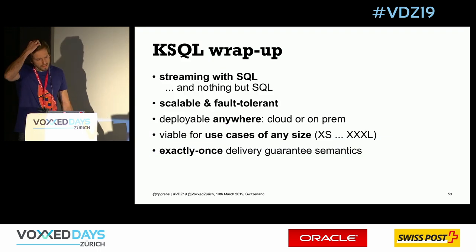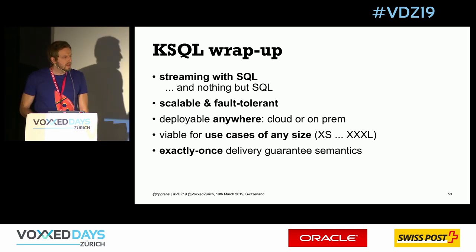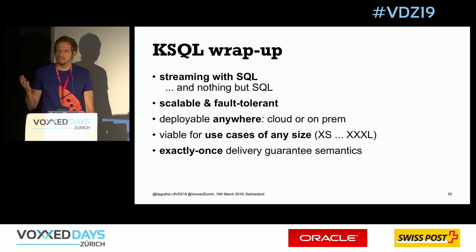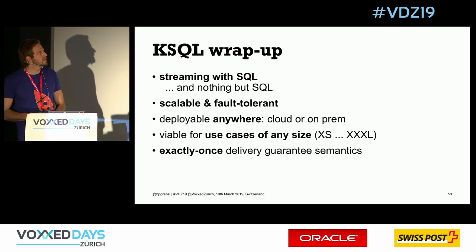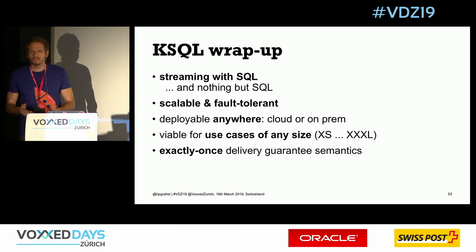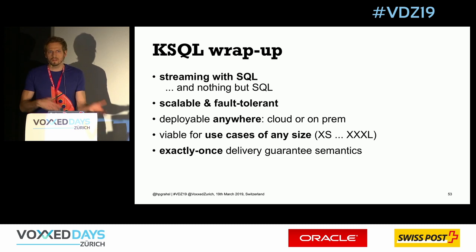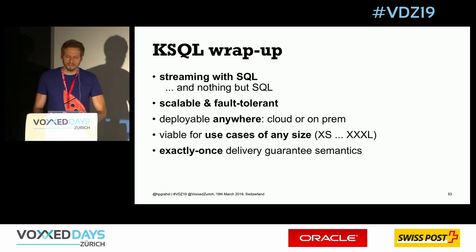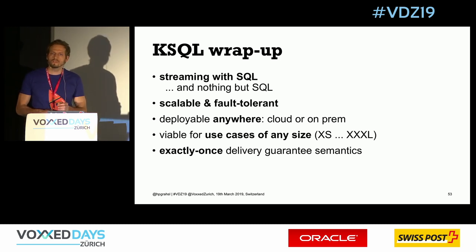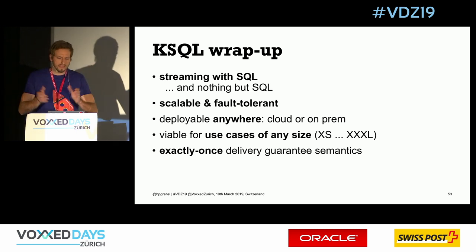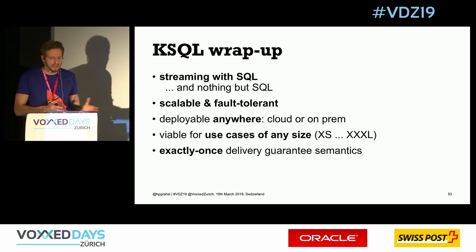To wrap this up, I think KSQL is really, really approachable. It's probably the most accessible stack that you can find these days. It's streaming with SQL and nothing but SQL. You get the same scalability and fault tolerance thanks to the things it builds upon, Kafka itself and Kafka Streams. It's deployable anywhere. You just deploy KSQL servers as normal Java applications, either on bare metal, in VMs, in containers, or using orchestrators like Kubernetes. It doesn't really matter. And that's also important: this is nothing that's only useful for very large, massive, high-velocity use cases. It's perfectly fine to use that approach for smaller scales as well.